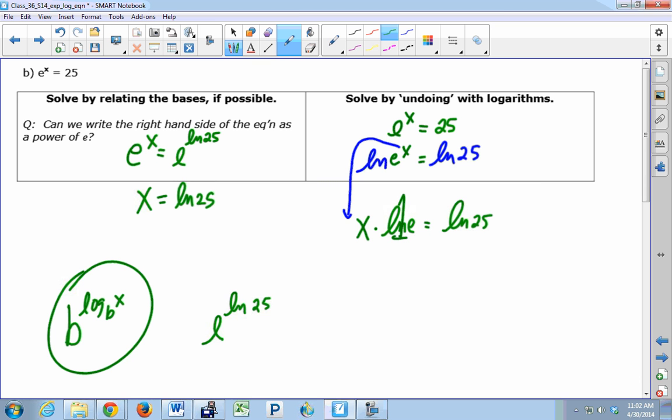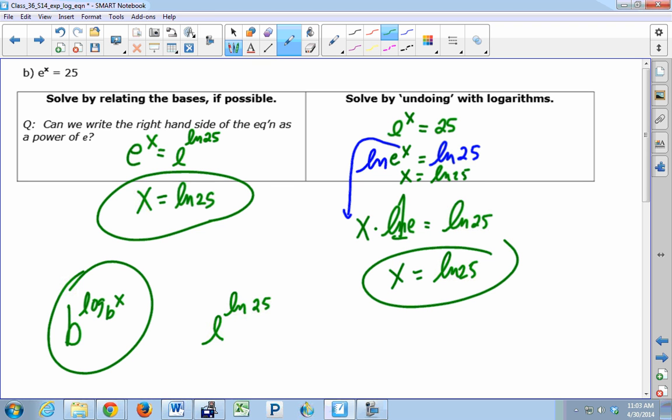So that's why, with this answer, you can go right from here to x equals natural log of 25, or if you take the extra step of bringing the exponent down in front, natural log of e is always going to give you 1, just like the common log of 10 will always give you 1. The log base 2 of 2 will always give you 1. So this is x equals the natural log of 25. Same answer we got back here.